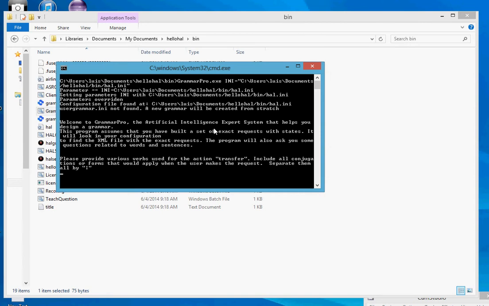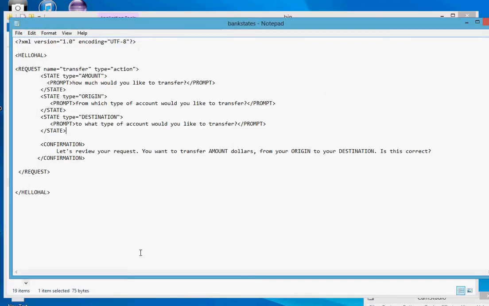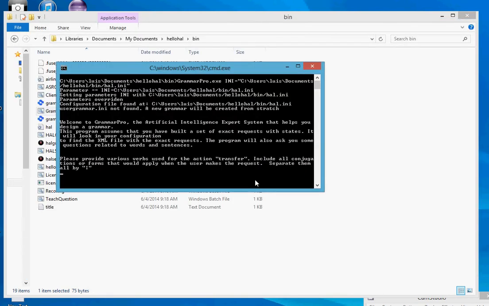So the first question that we get here is about the action transfer. And again, remember, it's looking at this part first, and so it's asking us what are the different verbs that we would use for transfer. Obviously, one of the verbs would be transfer. We can also imagine that some users might say move funds.